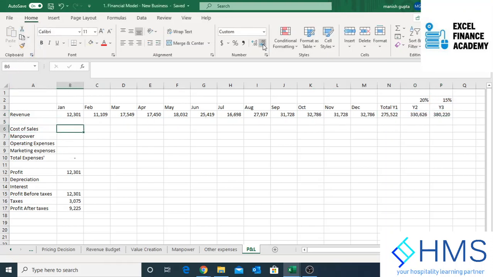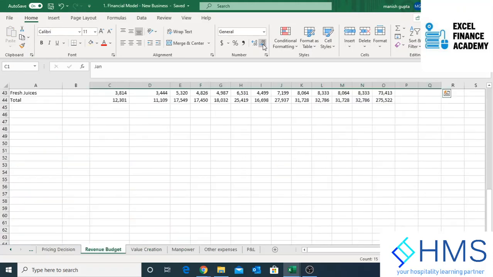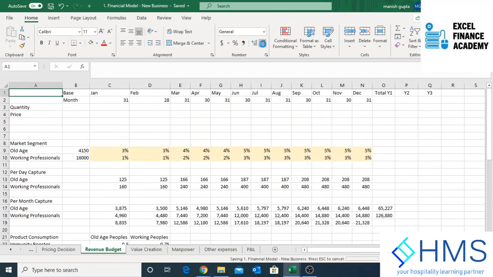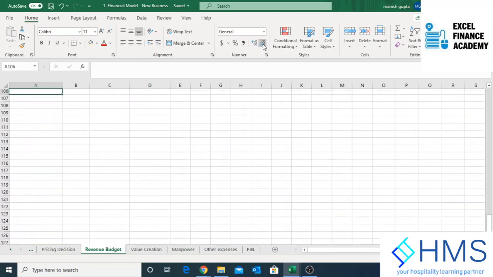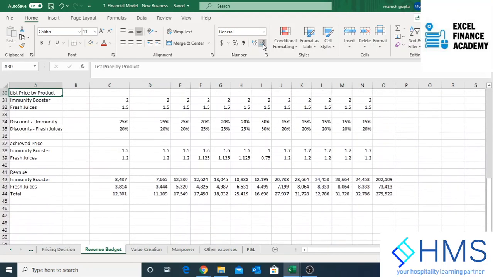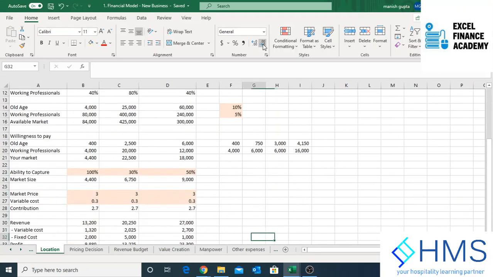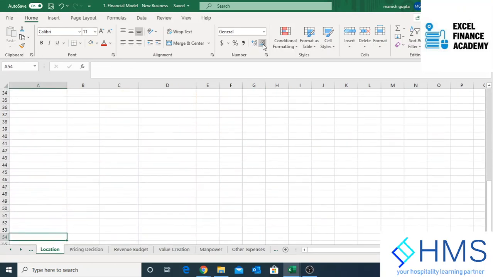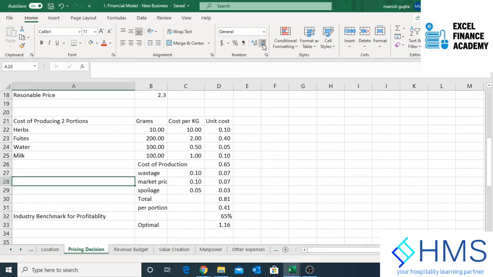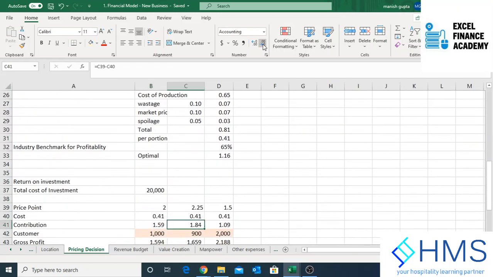Now cost of sales. The next thing you want to do is cost of sales. You can do it either on the same sheet because you already have all the setup here, quantity sold, or you can set it up on a separate sheet, no problem. It's up to you, your decision how you want to do it. We have calculated the earlier cost. The cost of each portion was coming to about 0.41 for immunity booster.